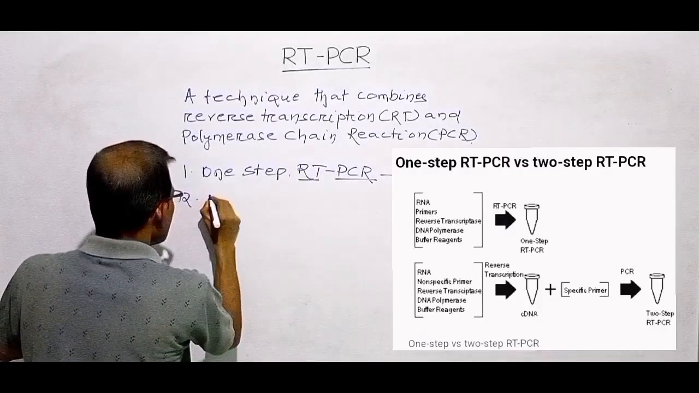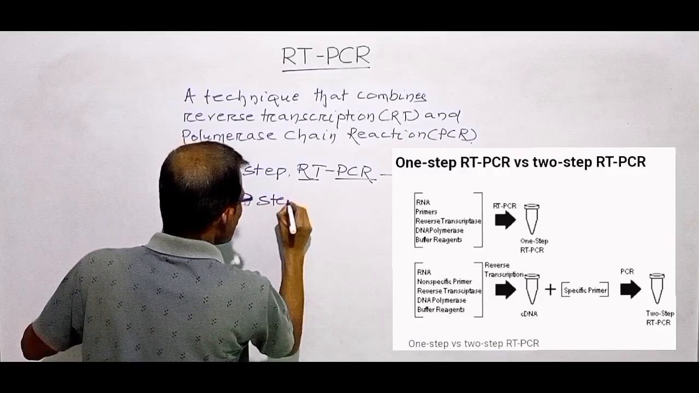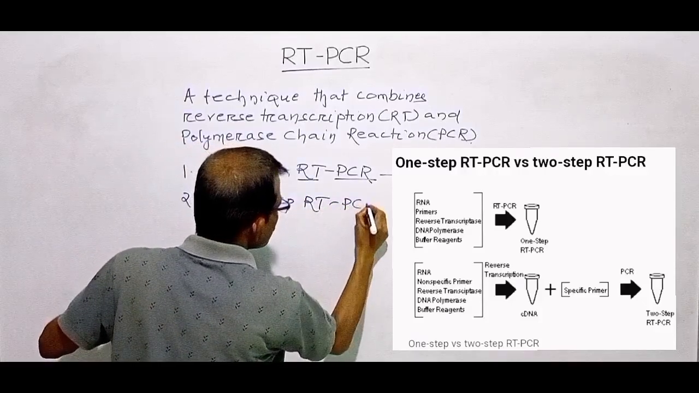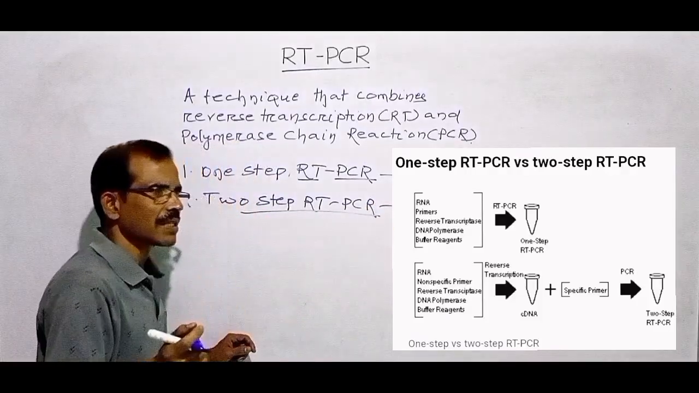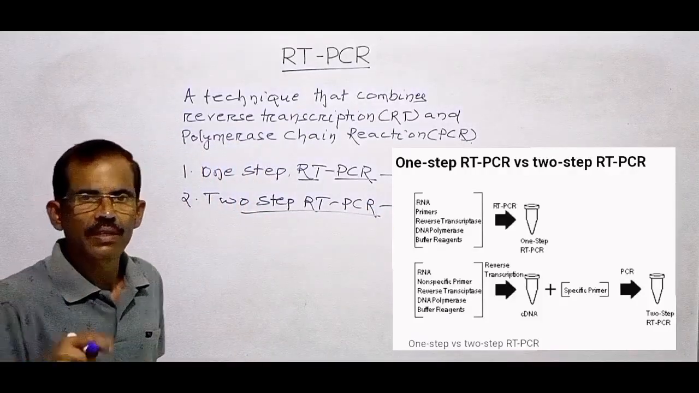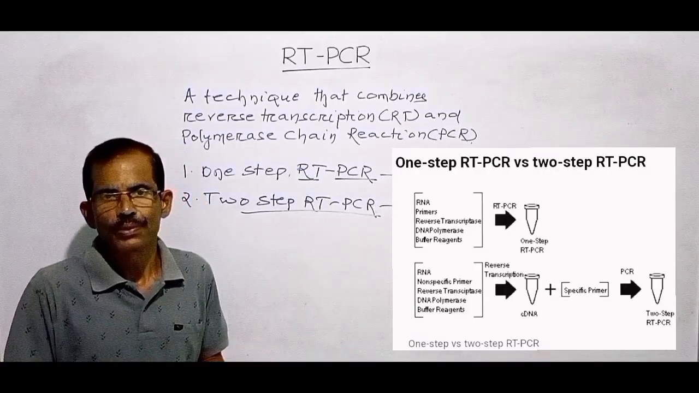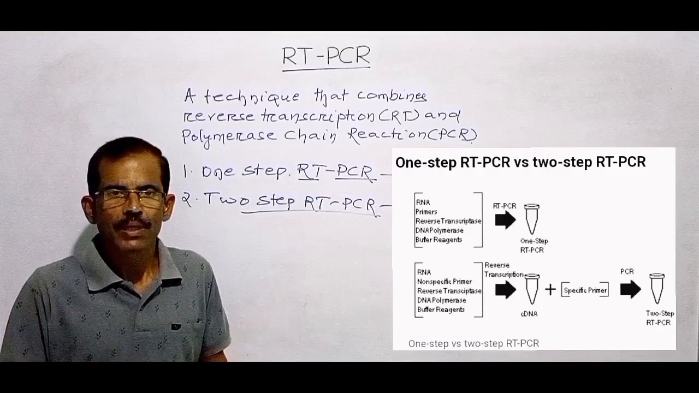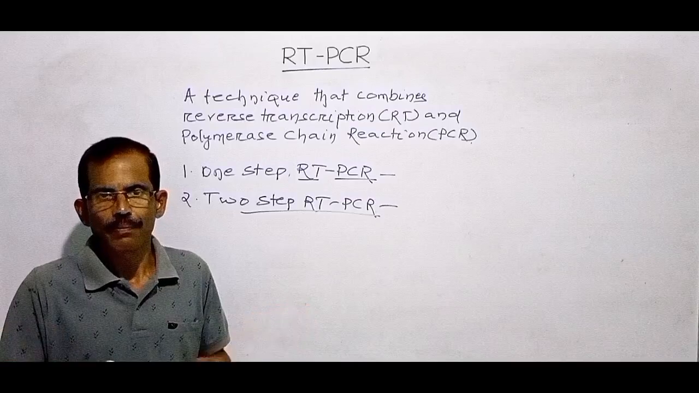Second one is two-step RT-PCR. In this technique, reverse transcription and polymerase chain reaction are performed in separate reaction tubes. This technique is more susceptible to contamination due to more frequent sample handling.